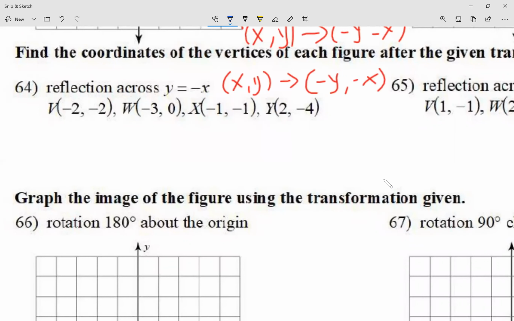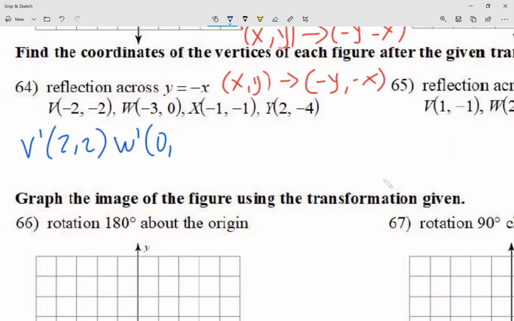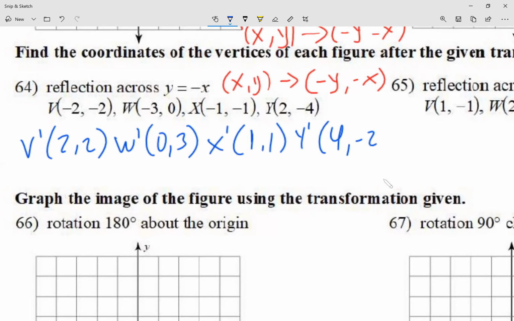So with that said, V prime will be 2, 2. W prime will be 0, 3. I switch the sign. There's no such thing as a -0. So I switch the signs, but I also flip my numbers. X prime will be 1, 1. It doesn't look like my x and my y value flip, but they did. And my Y prime will be 4, -2. Notice I switched the signs. The 4 was negative to begin with, so I put it into positive. The 2 was positive to begin with, so I moved it to negative.